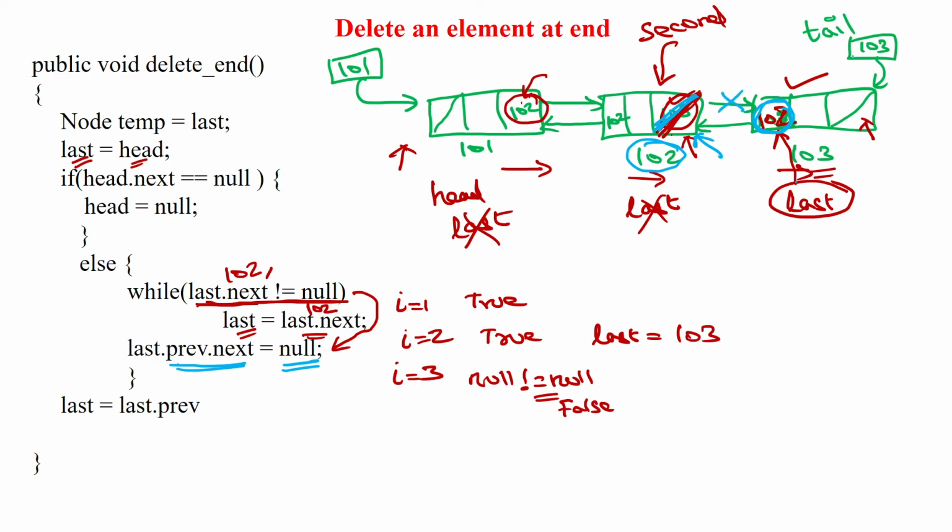Then the tail pointer has to be set. The tail pointer is last dot previous, node number 102. Node number 102 becomes the last node. So this is the way to delete the element at end of the doubly linked list. Thank you.